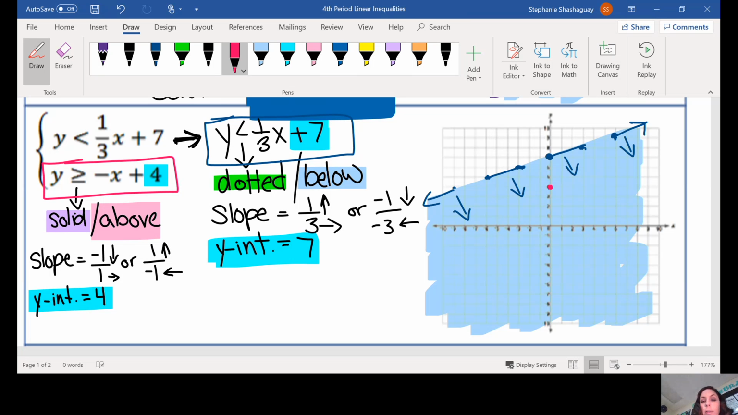My slope is -1/1. So I'm going to go down 1 and to the right 1, down 1 to the right 1, down 1 to the right 1. I can also go up 1 and to the left, up to the left, up to the left, okay? This is a solid line this time.